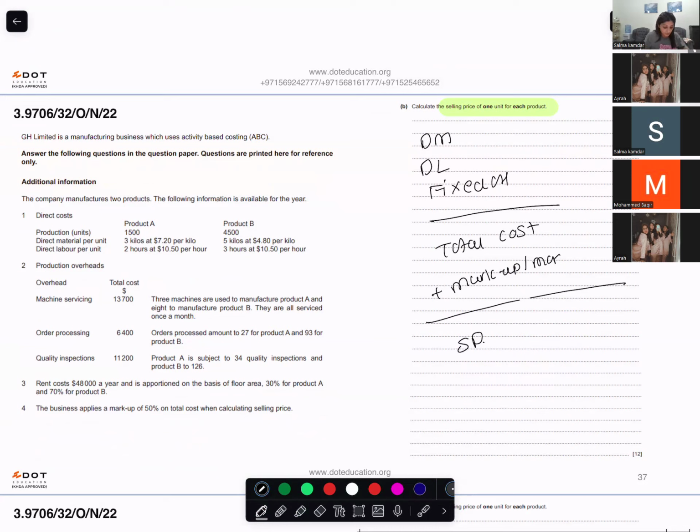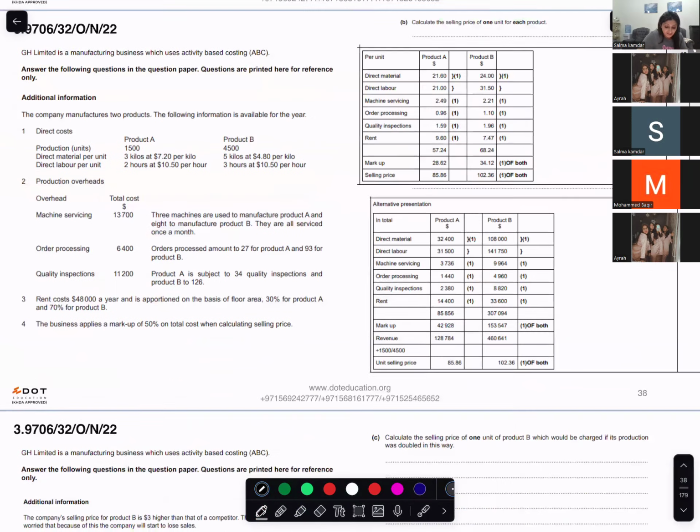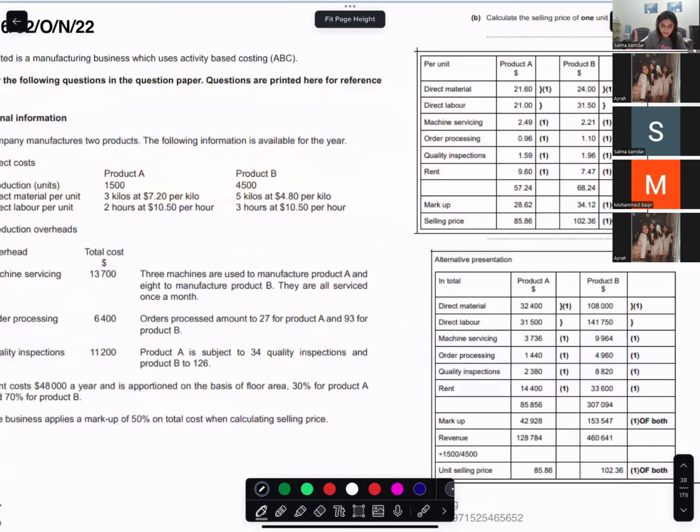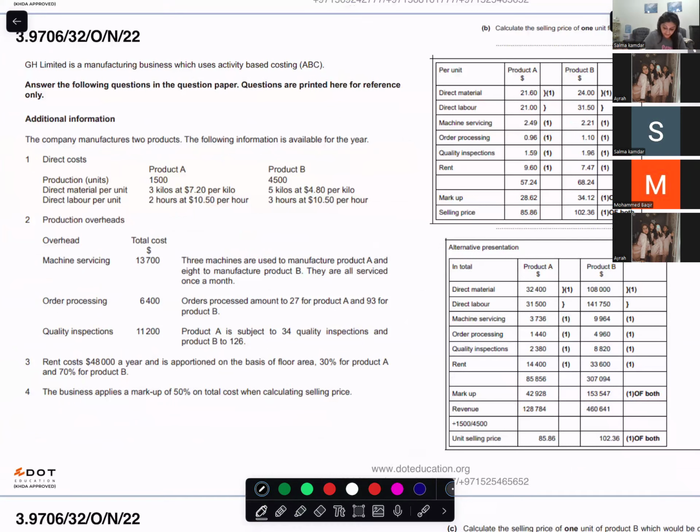So we'll read the question. What is the additional information? You're using activity based costing. The company manufactures two products. The following information is available for the year. Company is manufacturing two products, product A and product B. My target is to find the selling price. Okay, let's go ahead.